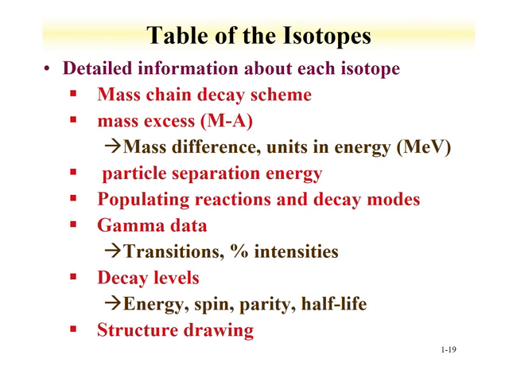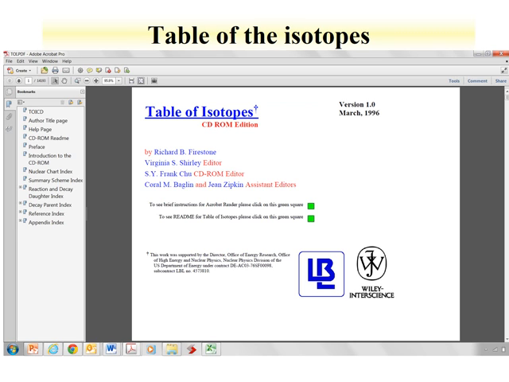So this information that's presented in the chart of the nuclides can be supplemented by data from the table of the isotopes. And this contains actually much more detailed information. You'll get a mass decay scheme, information about mass excess, particle separation energy, gamma transitions, and some structural information. So let's see what this looks like.